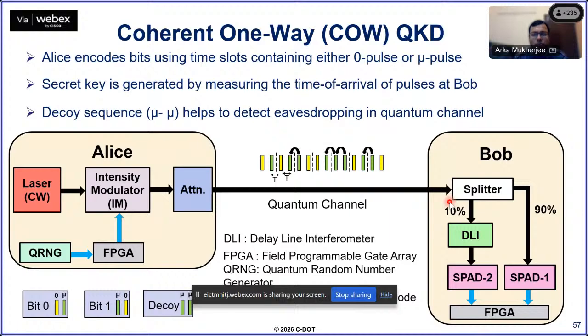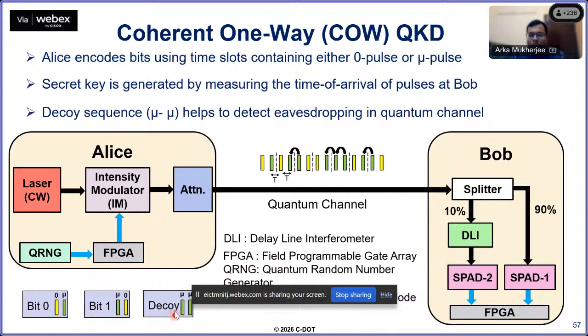But if there is some eavesdropping or hacking activity taking place in the channel, then this visibility will go down. Okay, I think it is clear now. So 90% of the pulses will come here, and that will contribute to generation of secure keys, either zeros and ones, and the other 10% will come here, if there are decoy sequences, and will contribute to generation of the visibility parameter.